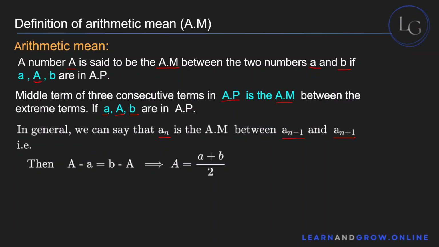So for a, A, and b, if we apply the formula, obviously A minus a or b minus A, they're both equal. So when you take a on the other side, take uppercase A on the left hand side and lowercase a on the right hand side, you get this formula basically. A is equal to a plus b over 2, basically the mean formula. And for general purposes, an is equal to an minus 1 plus an plus 1 over 2.